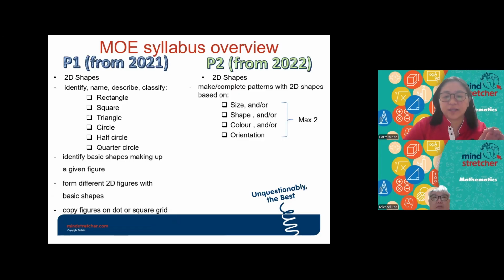the 2D shapes that they are going to learn will involve patterns. Okay, so it could be forming patterns using the different sizes of the shapes. It could be different colors. It could be different shapes. It could be different orientations. So they need to be able to recognize a sequence of patterns and maybe fill in the missing pattern in between the sequence, or maybe list down the next two patterns in the sequence. Okay.